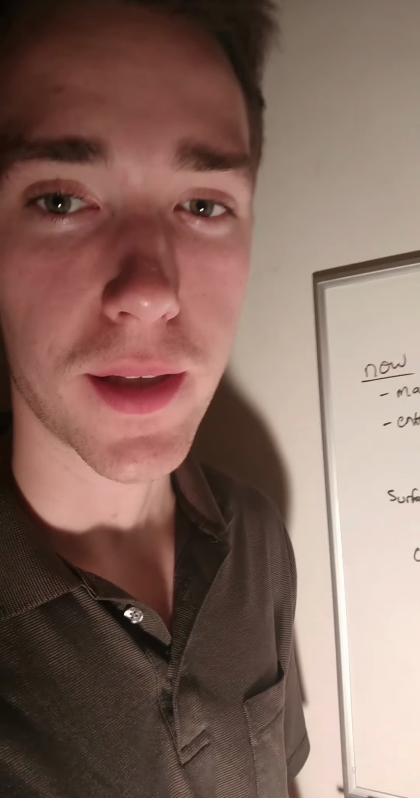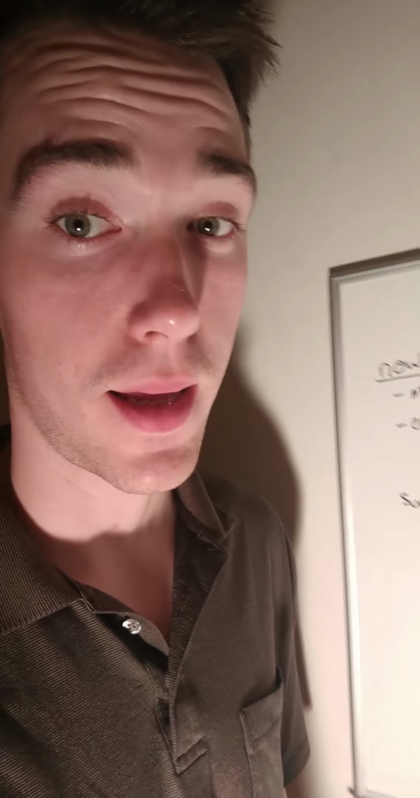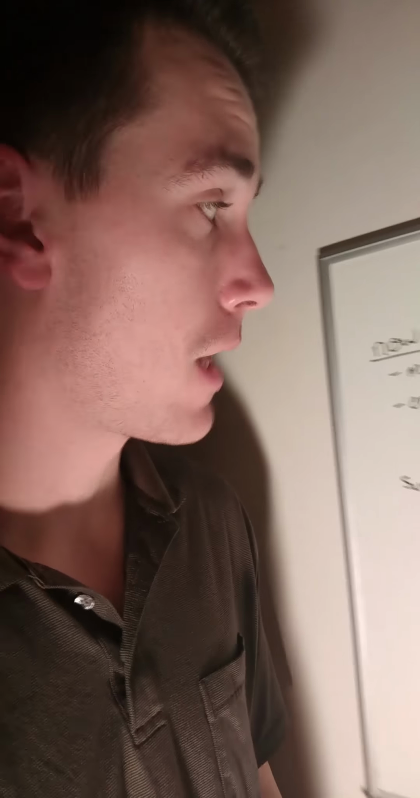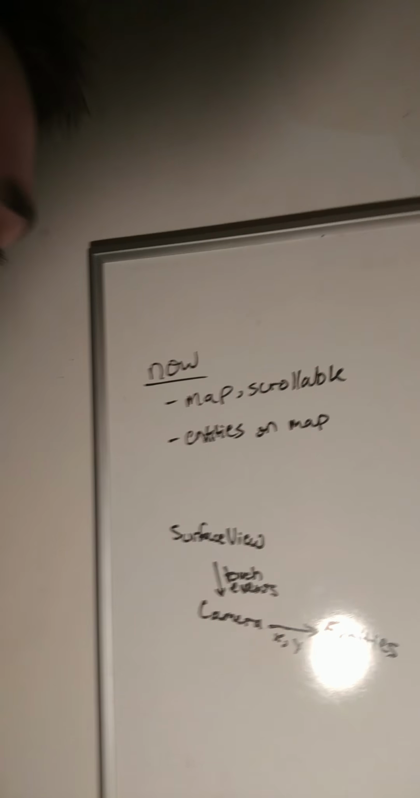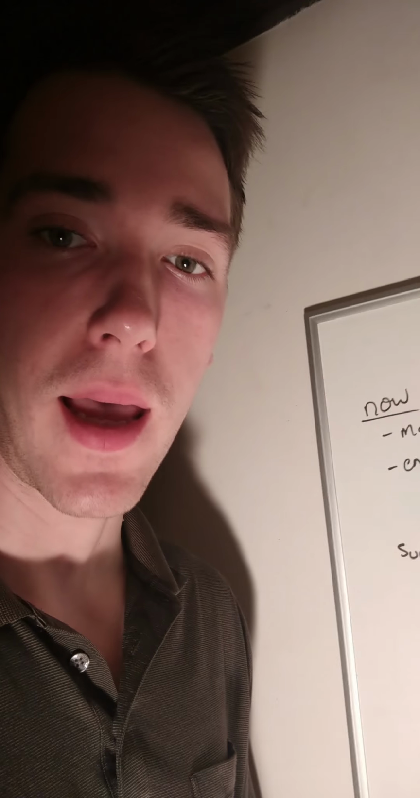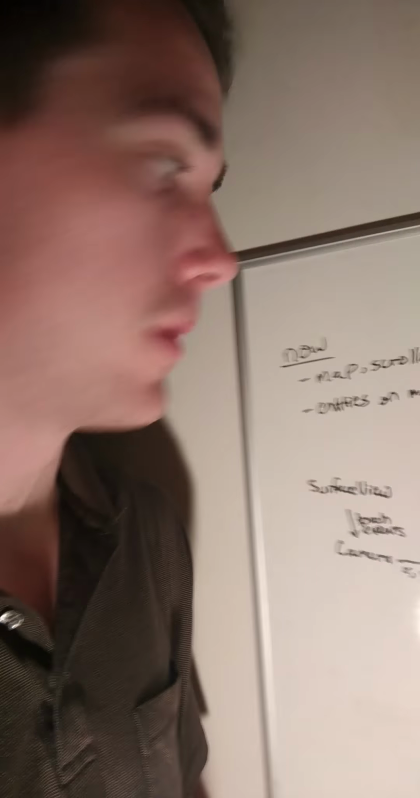Hey, my name's Steve. This is my second time going through talking about my app that I'm working on, ScooterFleet. I just wanted to update. Now it has a scrollable map and entities are on the map. So what does that mean?